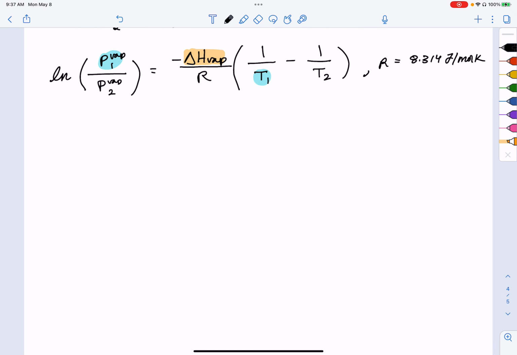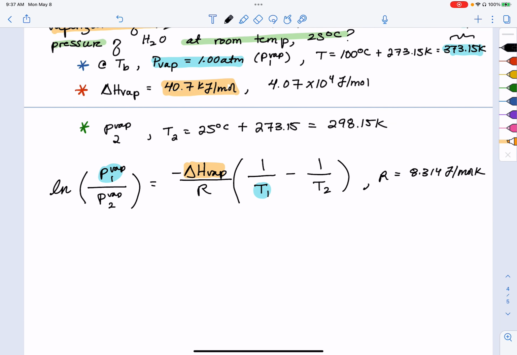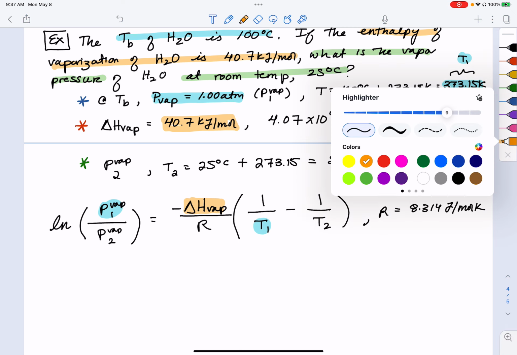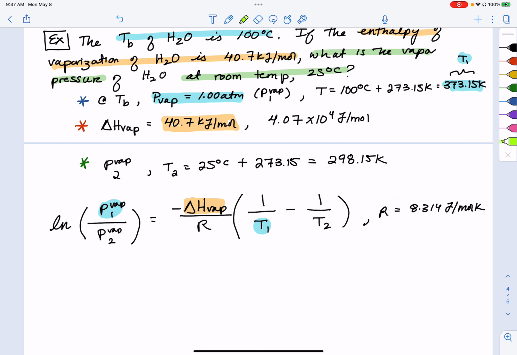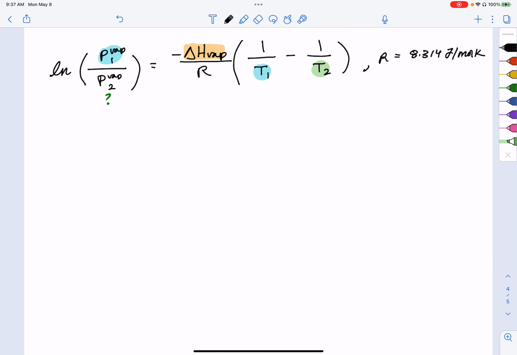And then let's see here. Let's now start figuring out what we are trying to solve for. So what is the vapor pressure? We don't know P2 at our new temperature, T2. But we do know T2. T2 is 298.15 Kelvin. So let's start plugging this in.